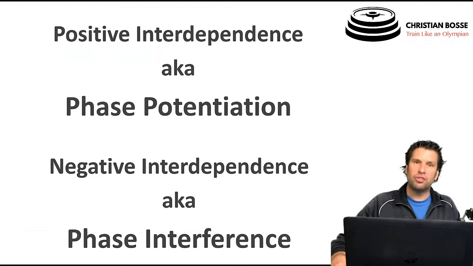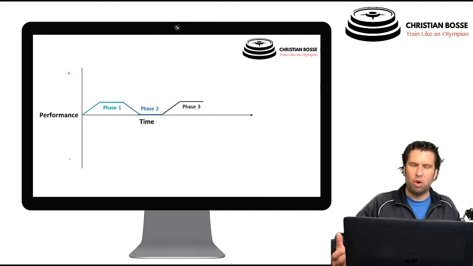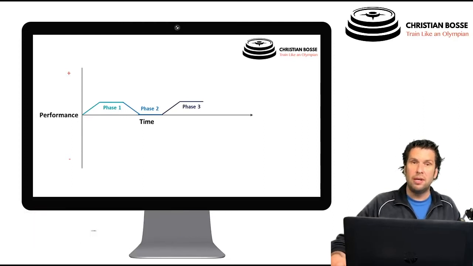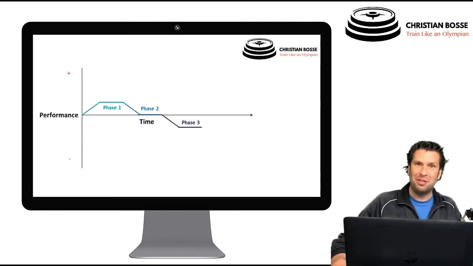But then there's also something called a negative interdependence, also called phase interference. And that's not talked about very often, but it is possible that training phases interfere with each other. So this could be an example here where phase 2 basically interferes with whatever has been built in phase 1. But then we have another positive performance boost in phase 3. But if training is planned suboptimally, there can also be a huge negative interference.